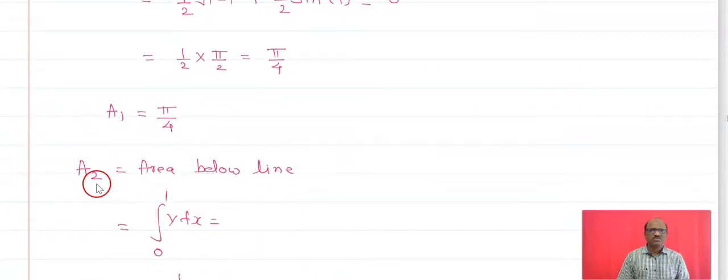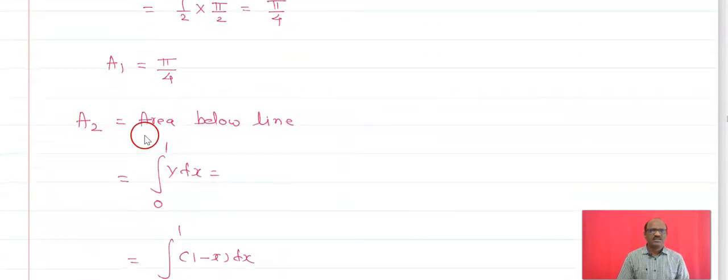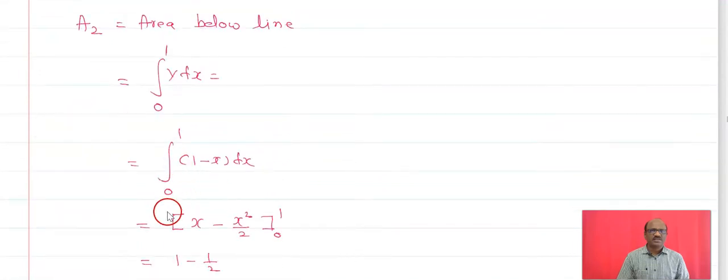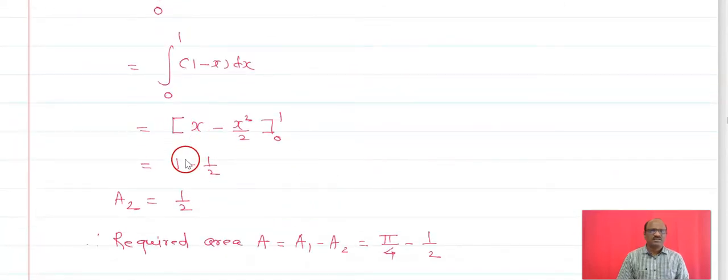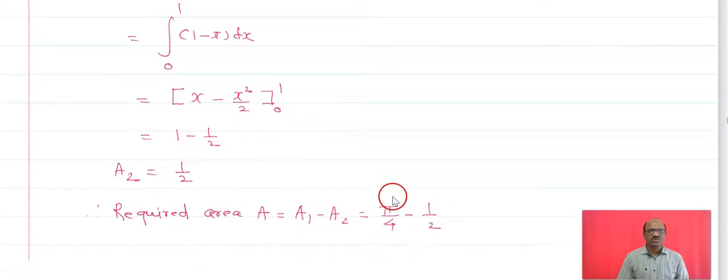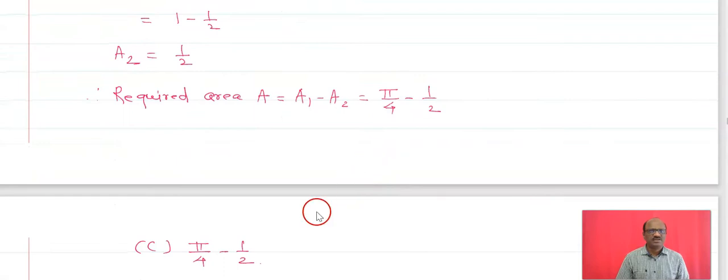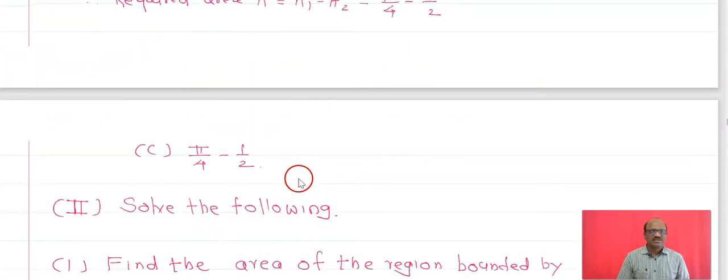What about the A2? That is the area below the line. Integral 0 to 1 y dx, that is 0 to 1 in bracket 1 minus x dx. What's the integral? Integral of 1 is x, minus x square upon 2, 0 to 1. And that is 1 minus 1 upon 2. Therefore, A2 is 1 by 2. Therefore, the required area capital A is equal to A1 minus A2, which is pi by 4 minus 1 upon 2. And in this way, option C is the correct one.